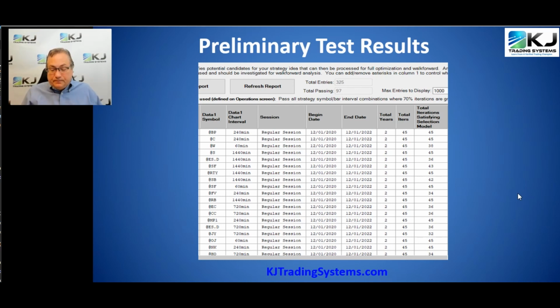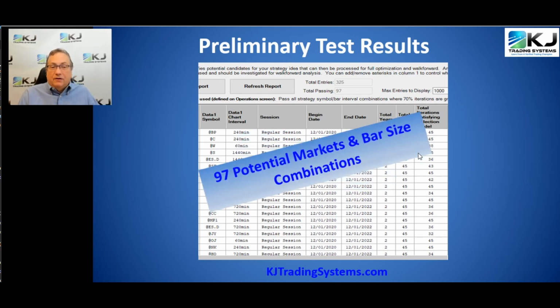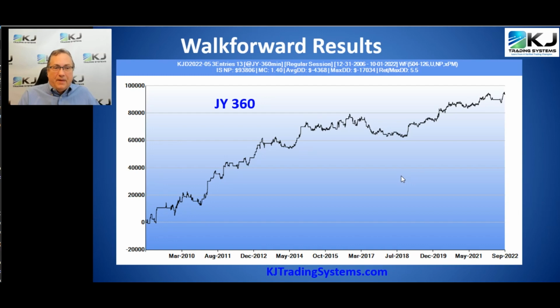First test I run, it's a preliminary test over 2 years of data. I want to see if a strategy is robust. Long story short, there's 97 combinations of markets and bar sizes that are good here, and that's over the past 2 years. So that means this strategy is working in certain markets and certain situations right now. That's nice to know. Here's a couple walk forward equity curves.